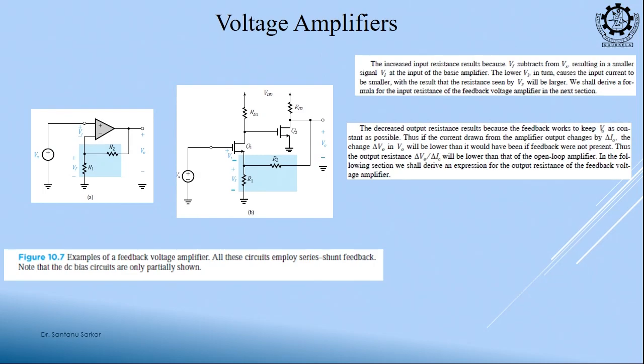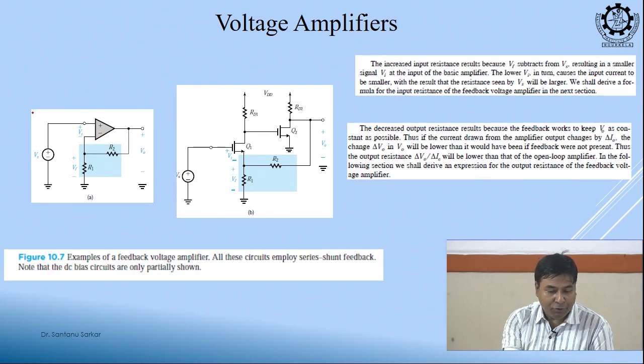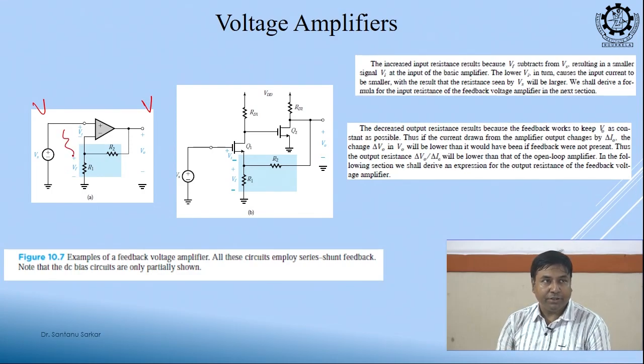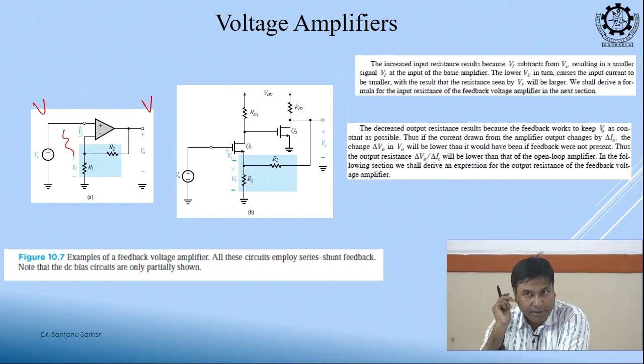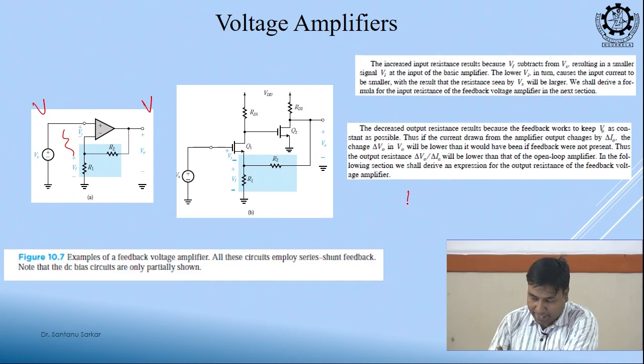This is an example we did, right. The non-inverting amplifier is an example of a voltage amplifier. Input side is voltage, output side is voltage. I am taking a portion of the voltage and subtracting at the input side. Clear? So, this is an example of a series shunt. Input side you see it is in series, output side you see it is in parallel. It is parallel, that is why I am taking a potential divider, right.